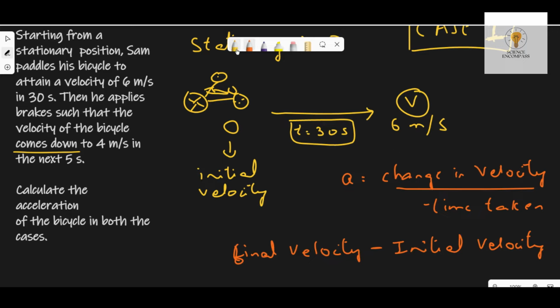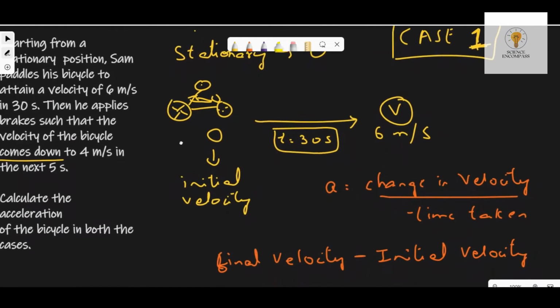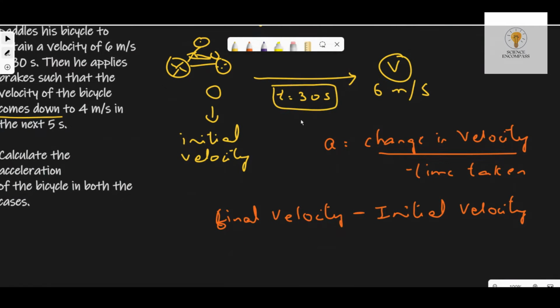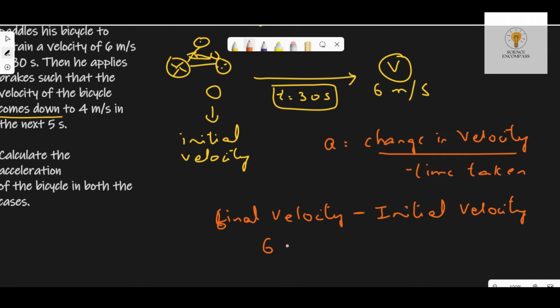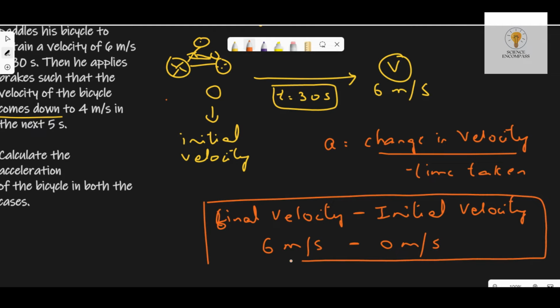So in our first case, let me just go up right here. It's written here, the final velocity is 6, right? So we're going to write here 6 meter per second minus, what was the initial velocity that he started off with? That's nothing but 0. So you can just say 0 meter per second.